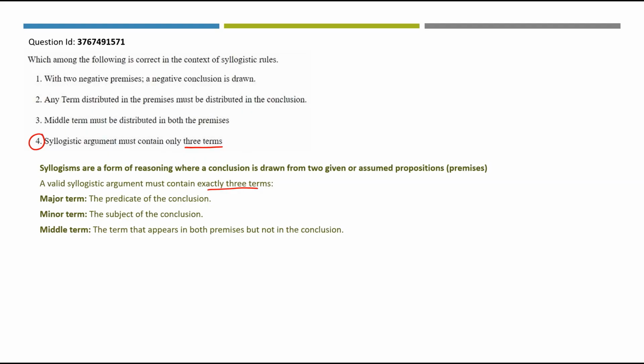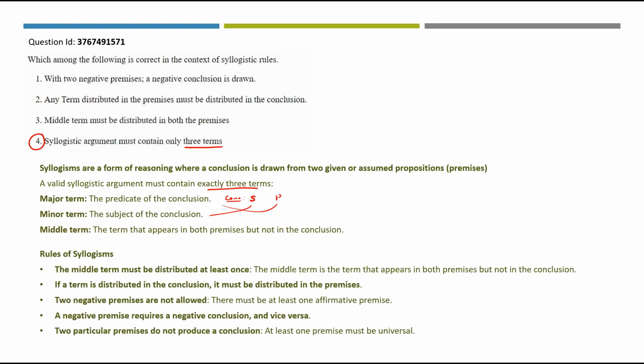What is the major term? The predicate of the conclusion. What is the minor term? The subject of the conclusion. What is the middle term? The term that appears in both premises but not in the conclusion. If you take subject and predicate in the conclusion, the subject is the minor term and the predicate is the major term. All these details we have already seen in the previous year question paper, especially in the June 2024 re-exam solution. I have described this. Go through that video once to get a better understanding.